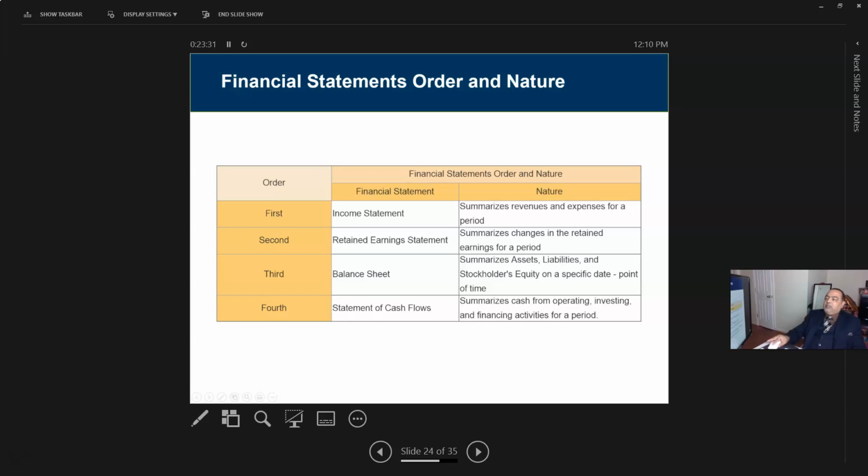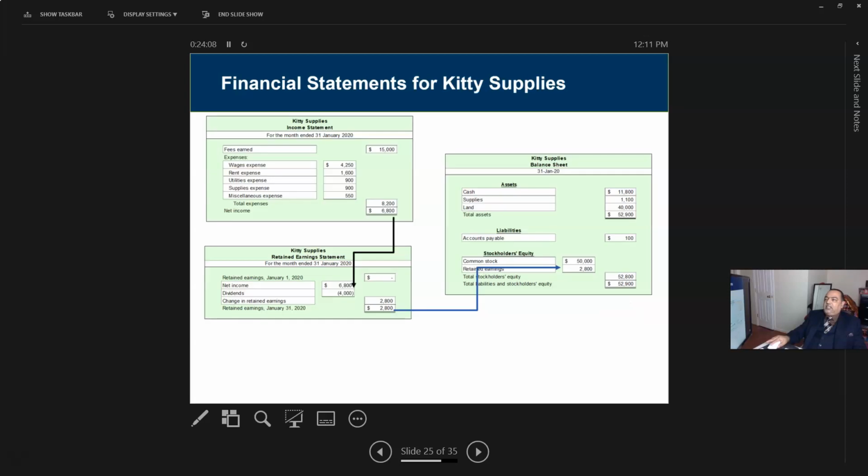The balance sheet summarizes the assets, liabilities, and stockholders' equity on a specific date or a point of time. So the balance sheet is a point of time statement. The rest of the 3 are periodic statements which cover a period. The statement of cash flows summarizes cash from operating, investing, and financing activities for a period. We'll not be talking about the statement of cash flows in this chapter, because we'll be dealing with that as a separate chapter in our course.